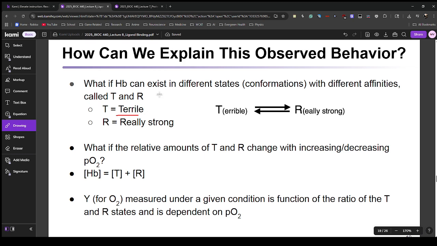But the idea is that it can exist in different states, the T state and the R state. The T state is the state that's just really bad. There's very little binding. And the R state is where we get a lot of really strong binding and good release. So these amounts of T and R state will actually change with increasing or decreasing PO2. So the total hemoglobin concentration is equal to the total hemoglobin in the T state and the R state combined.